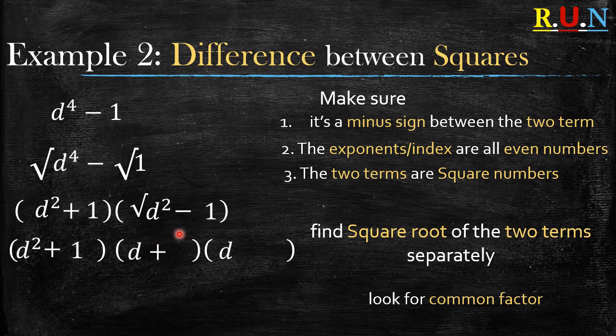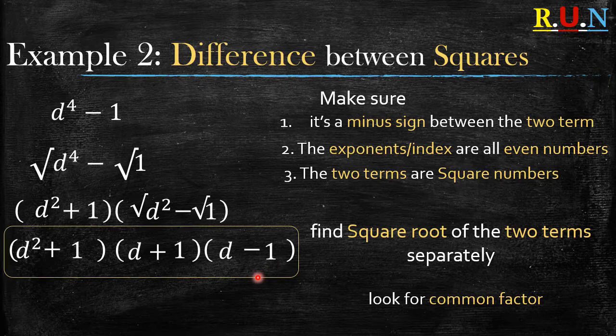And then you write the positive sign in one bracket, and you write a negative sign in the other bracket. And then you look for the square root of this one. It's just 1, so you bring 1 in one bracket and the other 1 in the other bracket, okay? And just like that, you have found your answer.